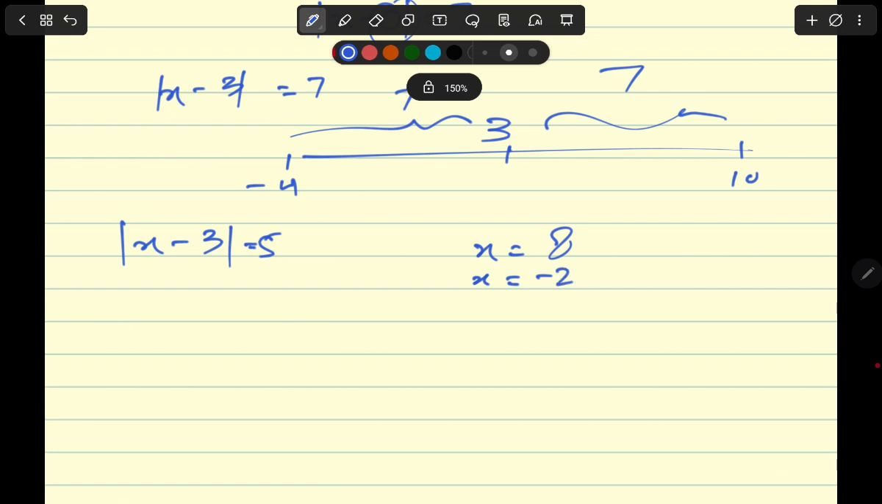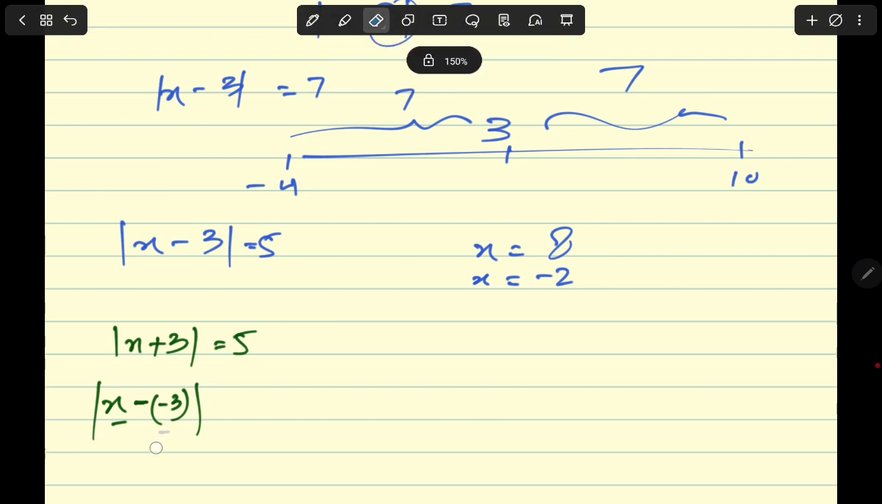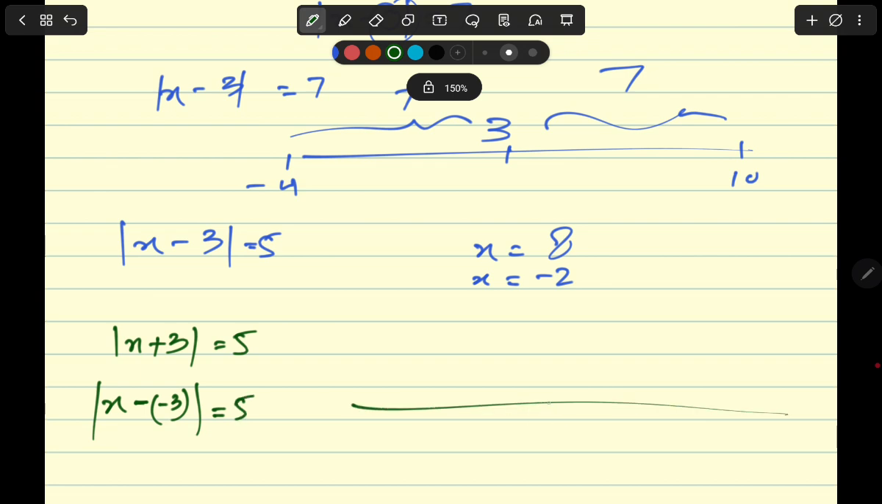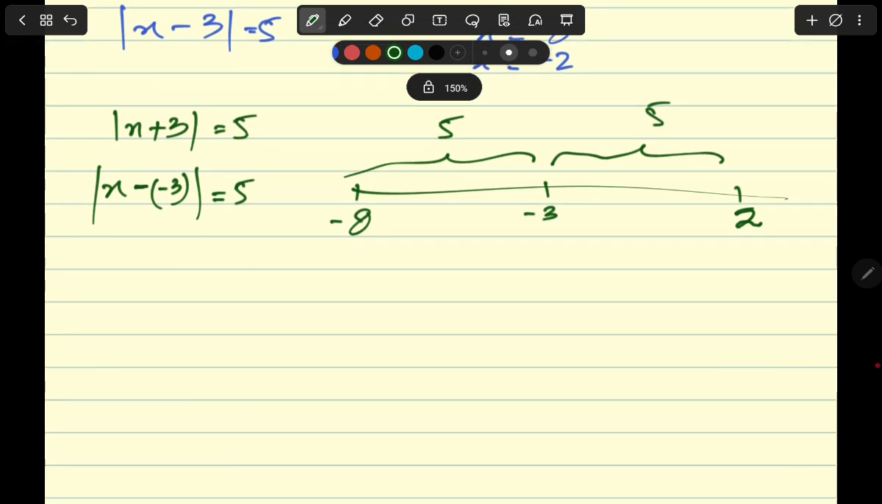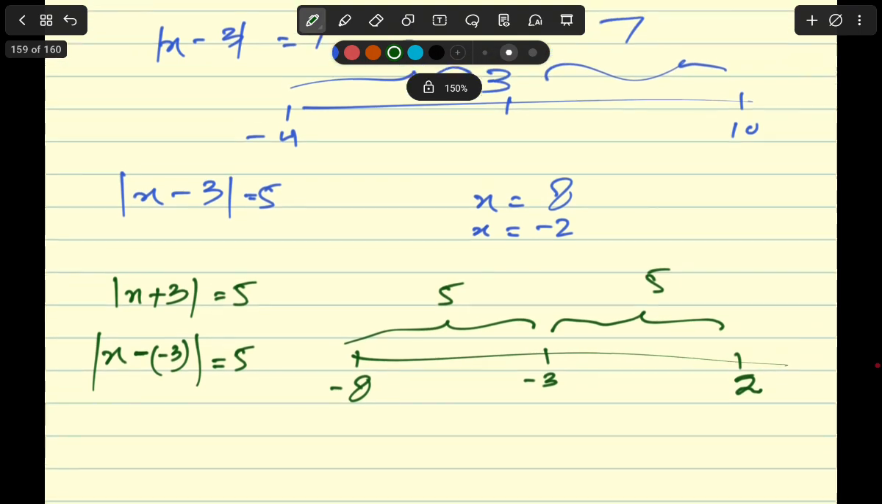Now, what if you had modulus of x plus 3 equal to 5? This means the distance of x from negative 3. The plus sign shows that the difference of these two values, the absolute distance between x and minus 3, is equal to 5. So if this is minus 3, and this distance is 5 and this distance is 5, now our answer is going to be reversed. Instead of negative 2, we have a positive 2, and instead of positive 8, we have a negative 8, okay?